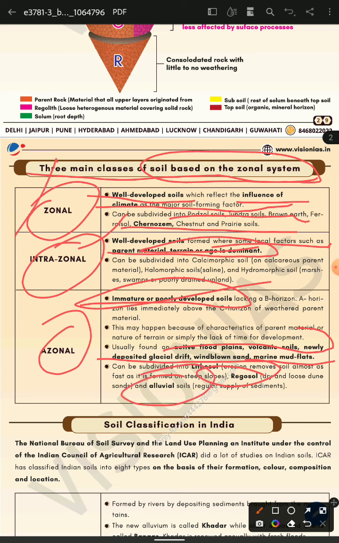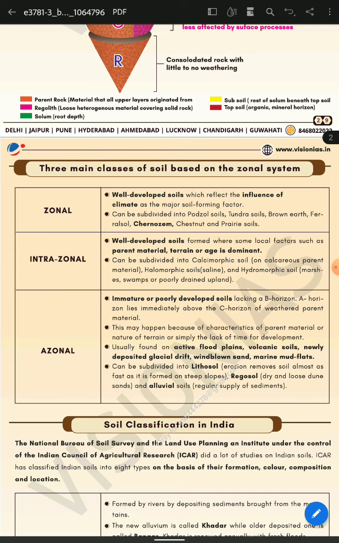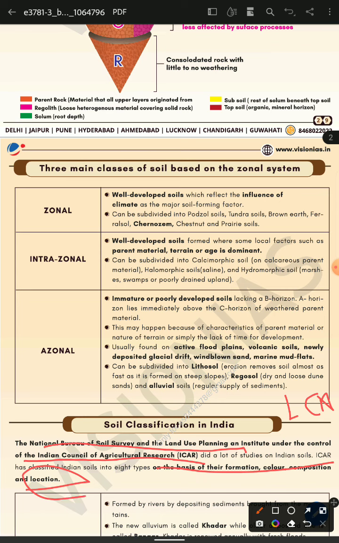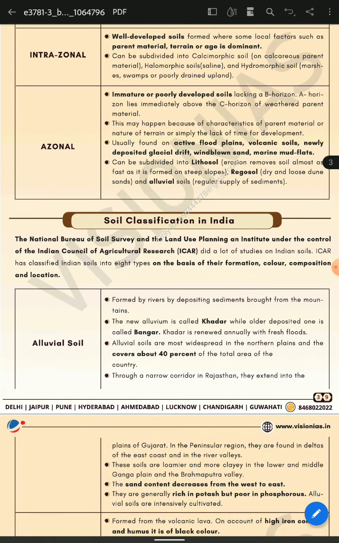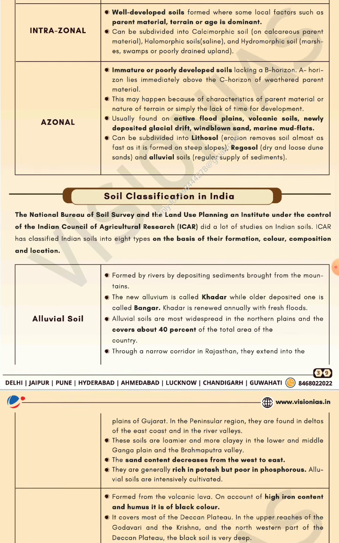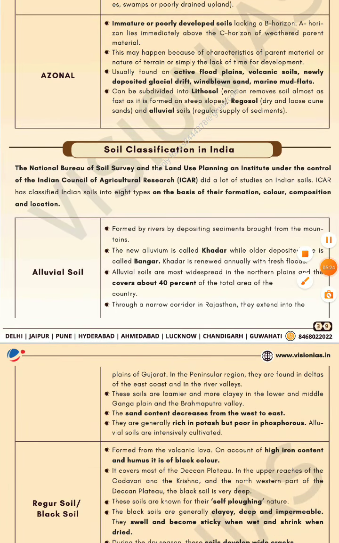Then you have read zonal, interzonal, azonal soil. The classification of soil in India was done by the National Bureau of Soil Survey and Land Use Planning, and ICAR. That covers the formation, the location, the soil health card given, and also three or four types of soil in India.